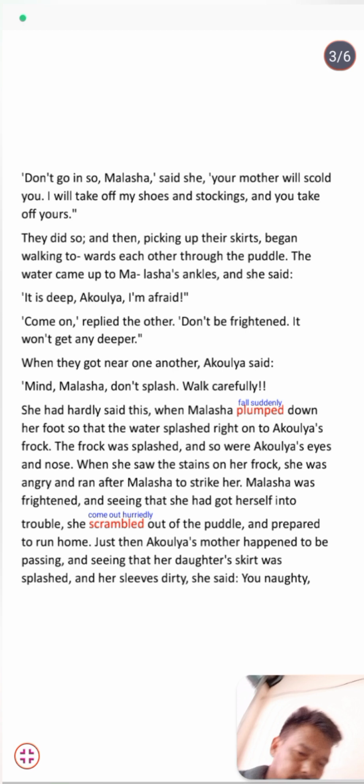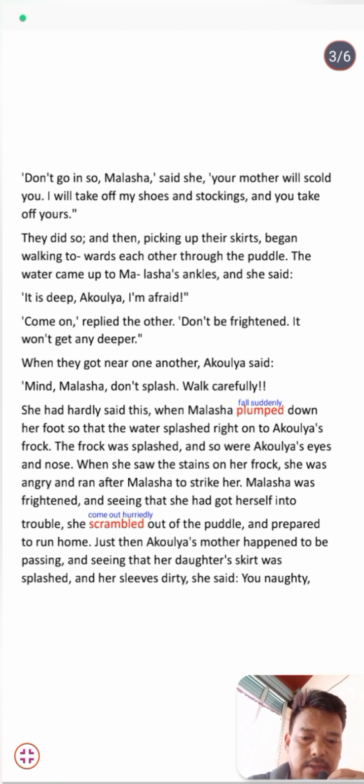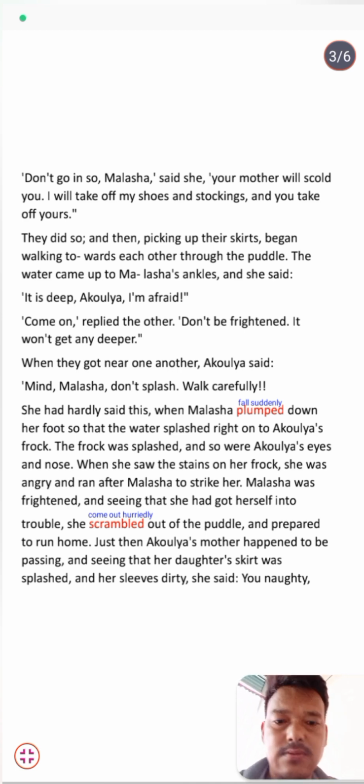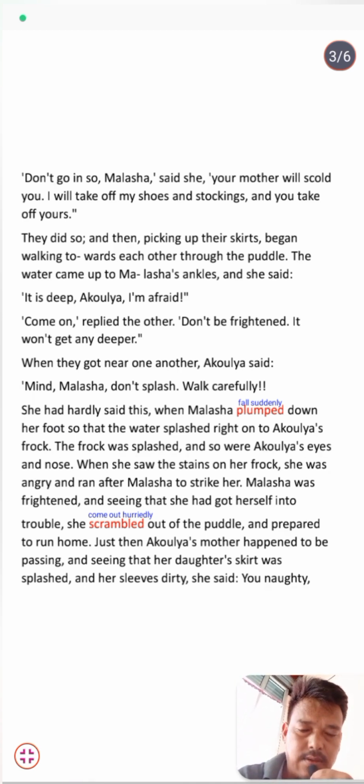Then, when they got near one another, Alokya said, "Mind, Malasha, don't splash, walk carefully." And when both were coming closer to each other, Alokya told Malasha to move carefully and not to splash water.